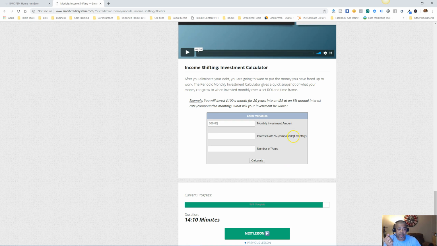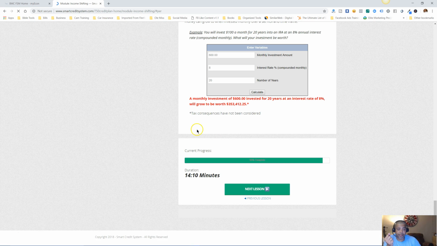Okay. At the interest rate that you are going to earn off of your investments, I'm just going to use this example here, 8. Okay. And how many years are you going to invest? I'm just going to use the 20. Okay. Then you calculate it. At a monthly investment of $600 invested for 20 years at an interest rate of 8%, it will grow to $353,412.25 in 20 years. Okay.